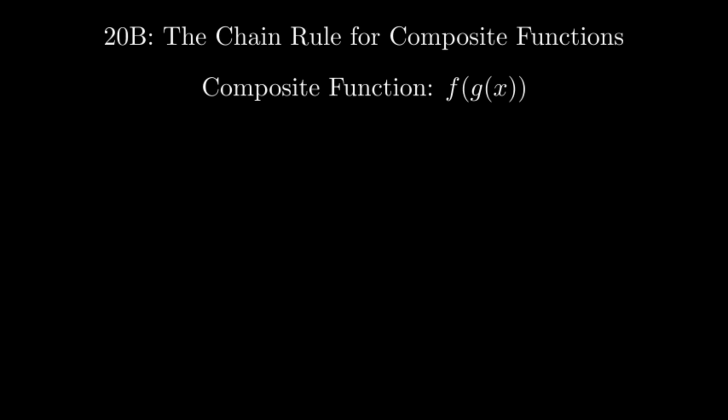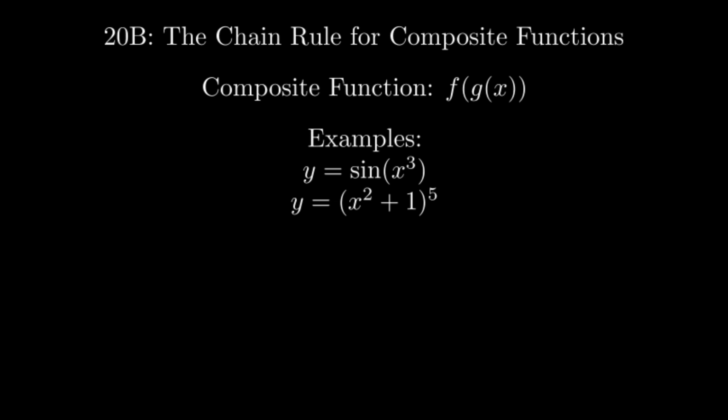For example, in a function like y equals sine of x cubed, the outer function is sine, and the inner function is x cubed. Or, in y equals the quantity x squared plus 1, all to the power of 5, the outer function is "to the power of 5," and the inner function is x squared plus 1. These are examples of composite functions. Our existing rules for sums and products don't tell us how to handle this "function within a function" structure. This is where the chain rule comes in. It gives us a method to differentiate these composite functions.